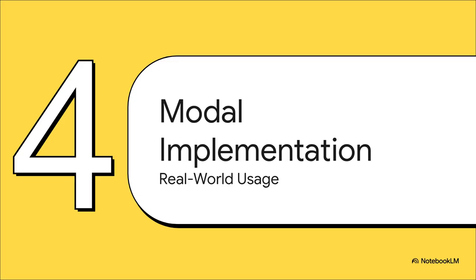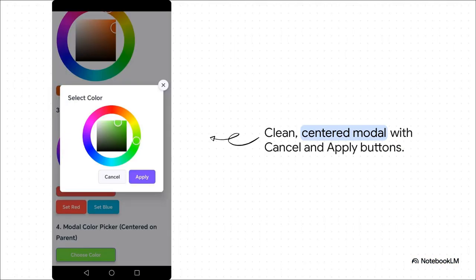Which brings us to part four, real-world modal implementation. So let's actually put this in front of users, triggered as an interactive modal pop-up. Notice how incredibly clean this looks. It sits perfectly centered over the parent view, providing a really distinct area for interaction with straightforward cancel and apply buttons right below. This is great because it keeps your main interface totally uncluttered while still offering a highly focused picking experience exactly when your user needs it.